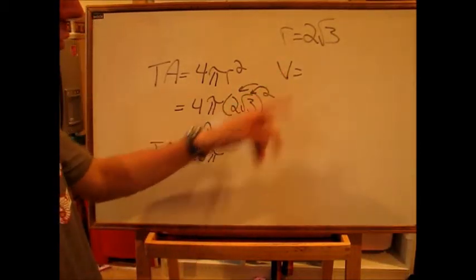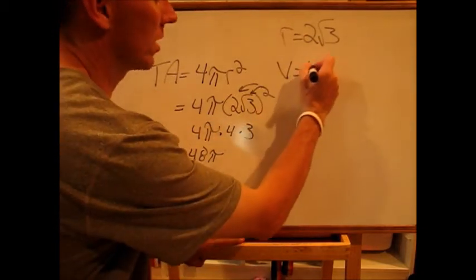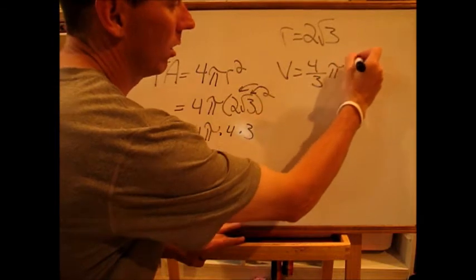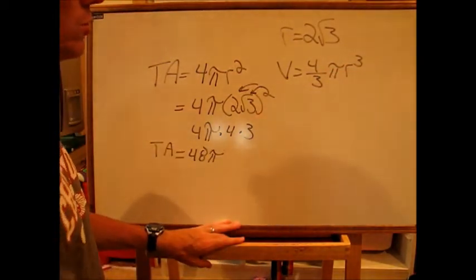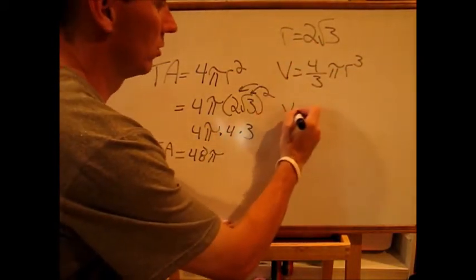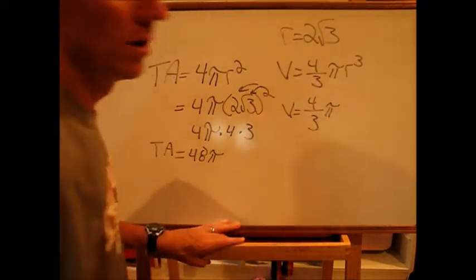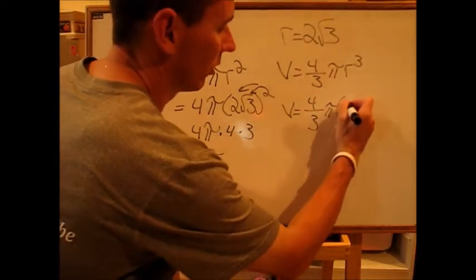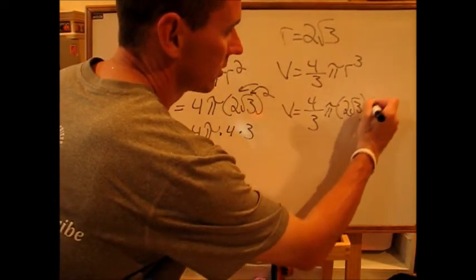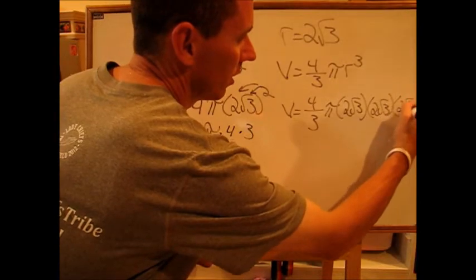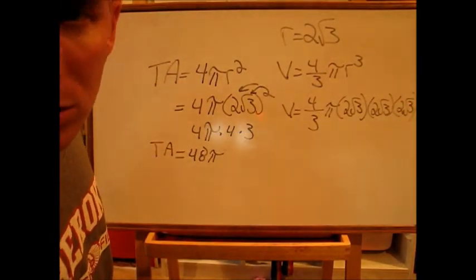Now when we switch over to the volume, again, what was that formula? 4 thirds pi r cubed. Now what are we substituting in for the radius? 2 root 3 again. So this is going to be 4 thirds times pi. And we can write it this way. Can I write this as 2 root 3 times 2 root 3 times 2 root 3? And I think all that just fits in there.